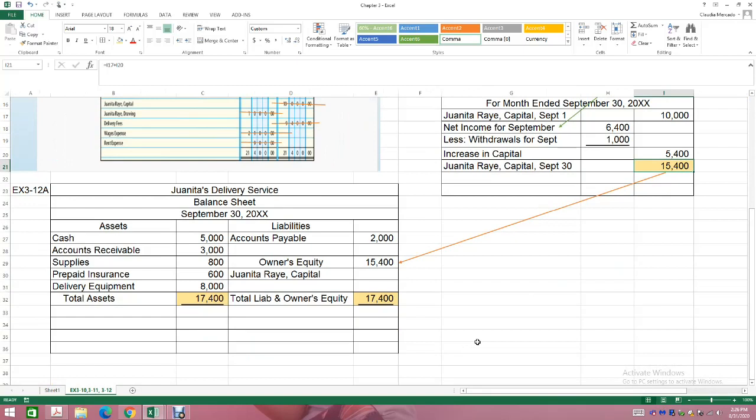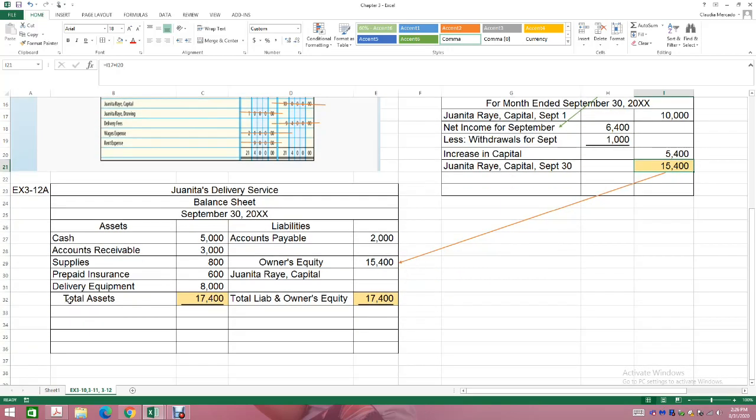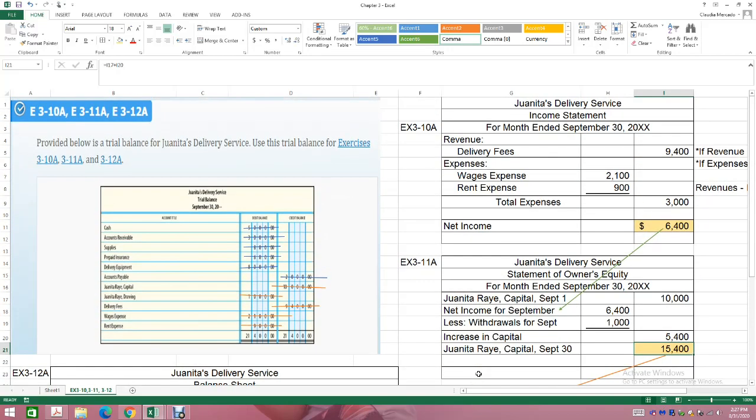Your balance sheet basically balances the accounting equation. It's your assets equal your liabilities plus owner's equity. Okay, so here you list all of your assets, all of your liabilities, and then you bring in your ending capital from your statement of owner's equity, which you calculated, and then you make sure that your total assets equal your total liabilities and owner's equity. Okay, so these are the three financial statements that you're going to be preparing.